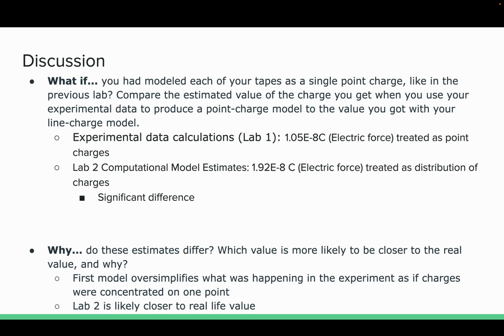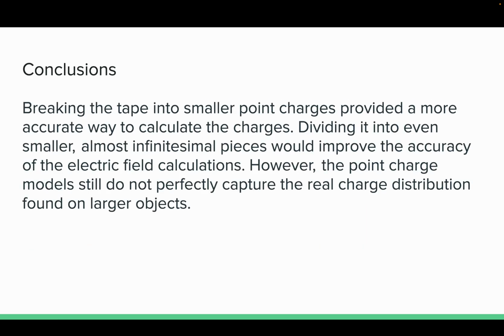Finally, the discussion. If we had modeled each of our tapes as single point charges, like in the lab, we calculated the estimated value of the charges we get. The experimental data calculations in Lab 1 were this number as discussed before, and in Lab 2, our GlowScript code outputted 1.92e-8, which is almost double. These estimates differ because the first model oversimplifies what's happening in the experiment, as if the charges are concentrated on one point, and Lab 2 is closer to real-life values.